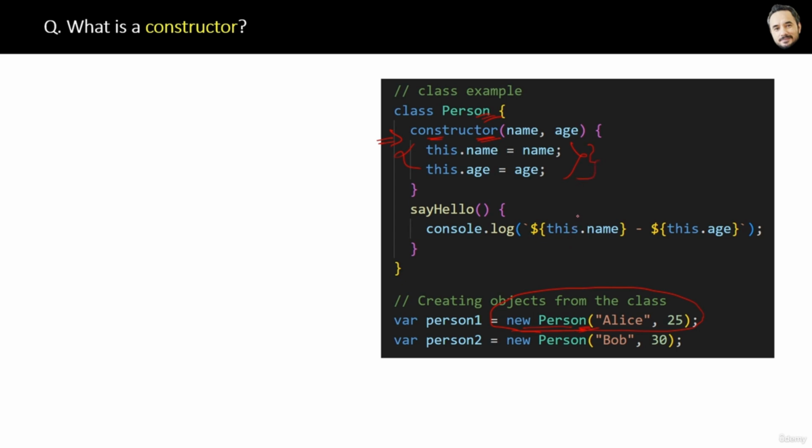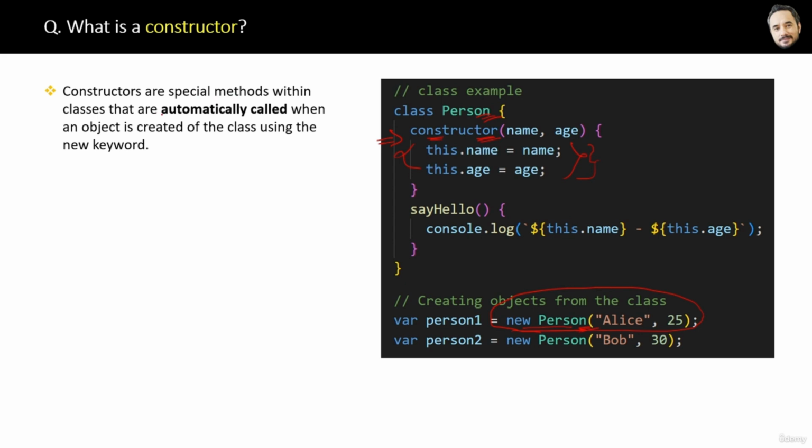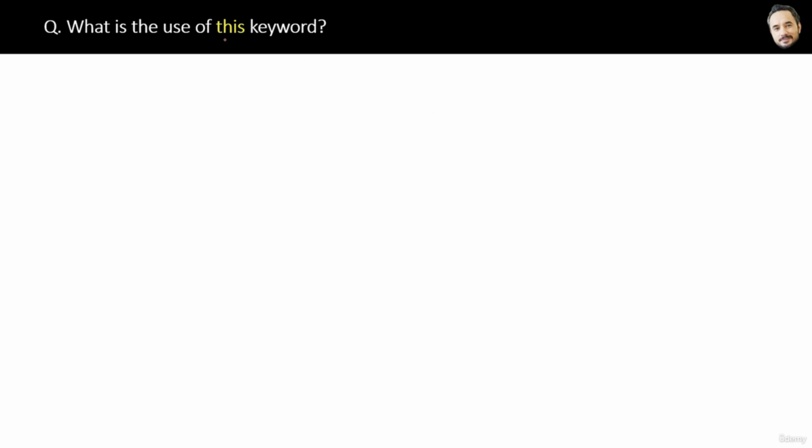Finally, the definition is, constructors are special methods within the class that are automatically called when an object of the class is created using the new keyword. That's it. What is the use of the this keyword?